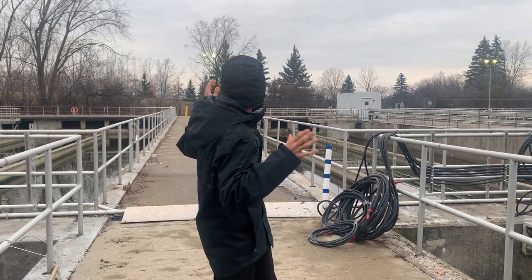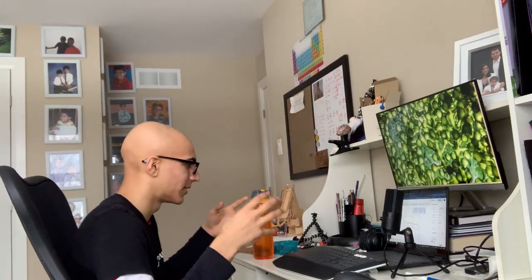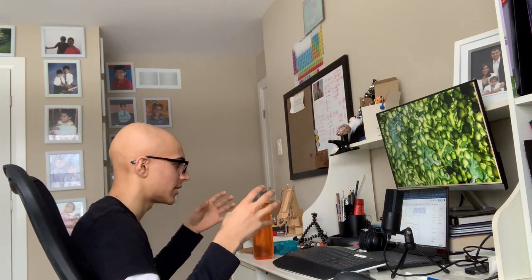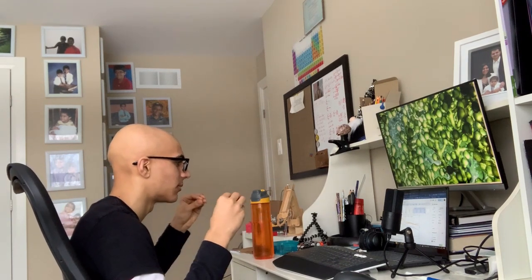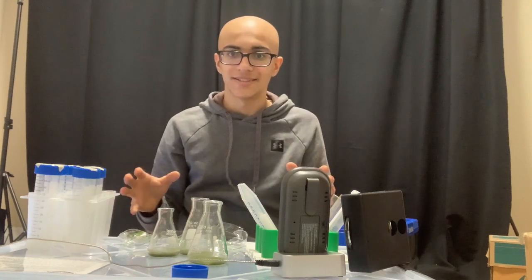Today, I am at a very real-life wastewater treatment plant. And I'm really excited about this data. It's super awesome to see that the microalgae are actually doing what they're supposed to be doing. And that's it. Round 1 is complete.